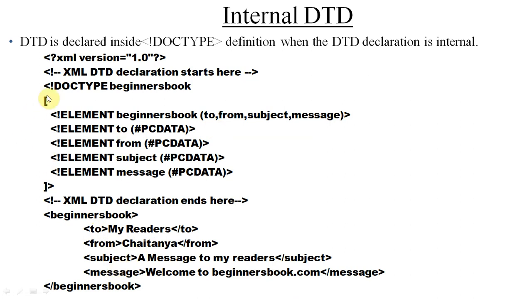This DTD is inside the square brackets, and it starts with the doc type, and the name of the DTD is beginner's book, and the elements are of beginner's book. In this DTD, the first element is beginner's book. You can see in the XML this is the beginner's book element, and then the different elements: to, form, subject, message. These four elements are inside beginner's book, and the type of these elements is PCDATA.